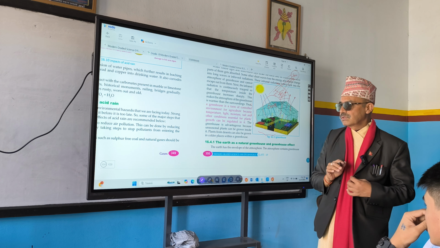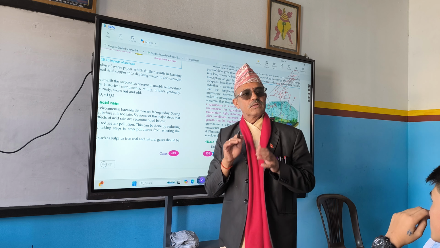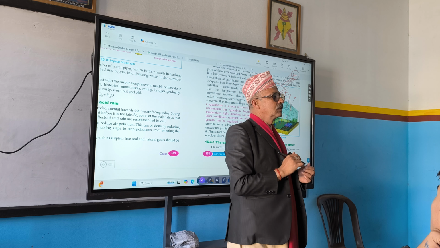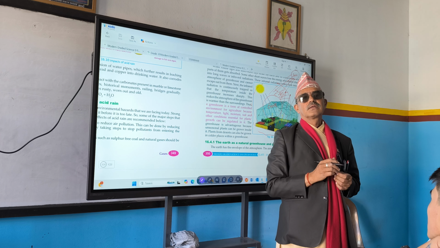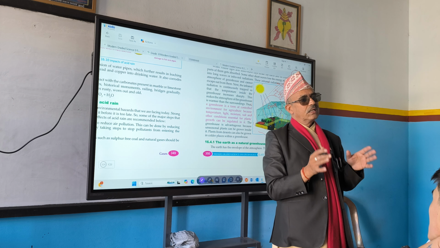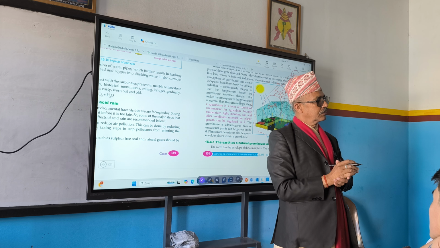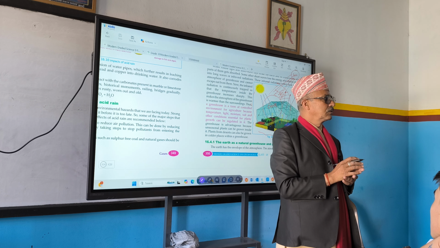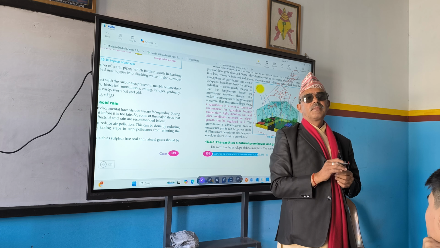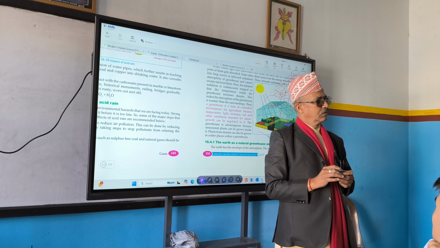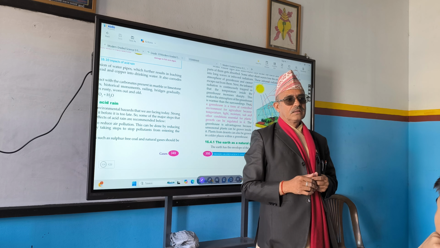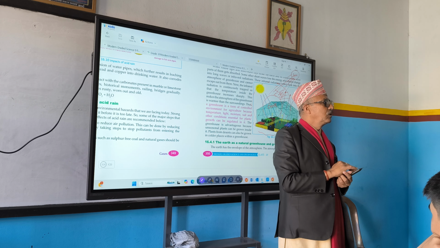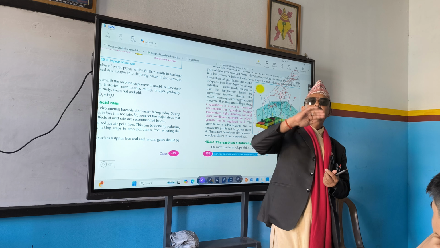We have read about the moon. The daytime temperature of the moon is 180 degrees centigrade. During day, temperature is 180. During night, temperature is minus 180. Daytime, excessively high. Night time, excessively low. Why? Very excessive high and low.